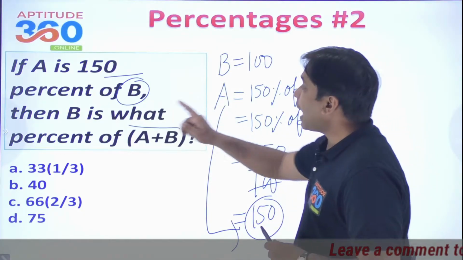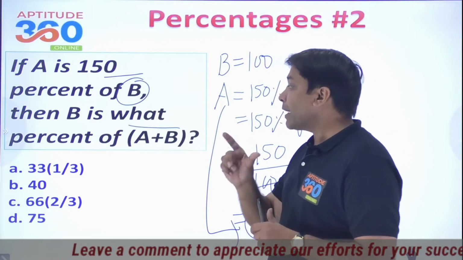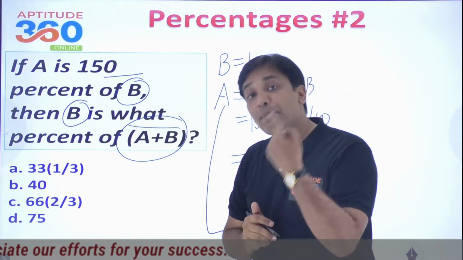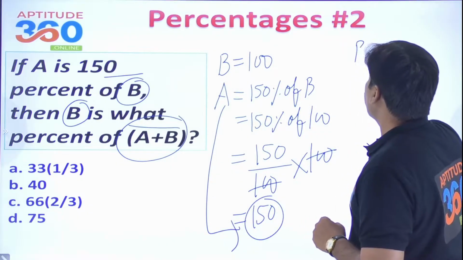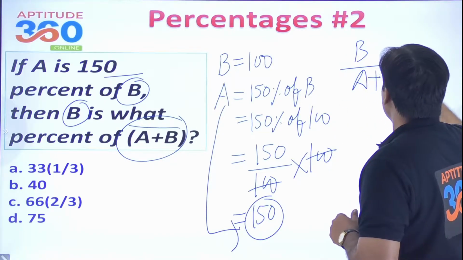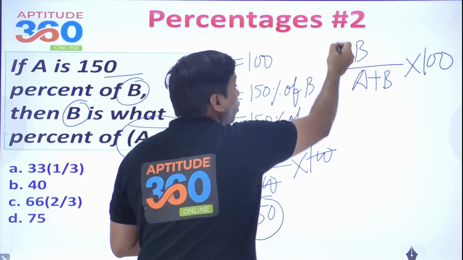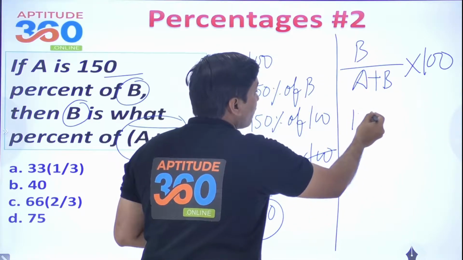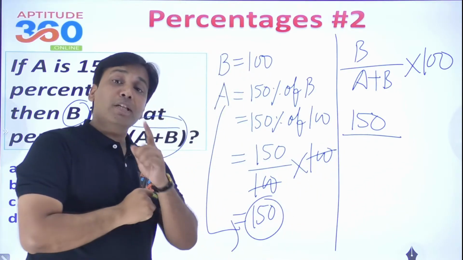Is that okay? Now, B is what percent of A plus B? In the previous video, I told you that if you have to compare two values, B and A plus B, B is getting compared with A plus B. B is going to be in the numerator and A plus B is going to be in the denominator. That is what we have learned, right? What I'm trying to say is B is getting compared with A plus B, and the value of B I have taken as 100, whereas what is going to be the value of A plus B?